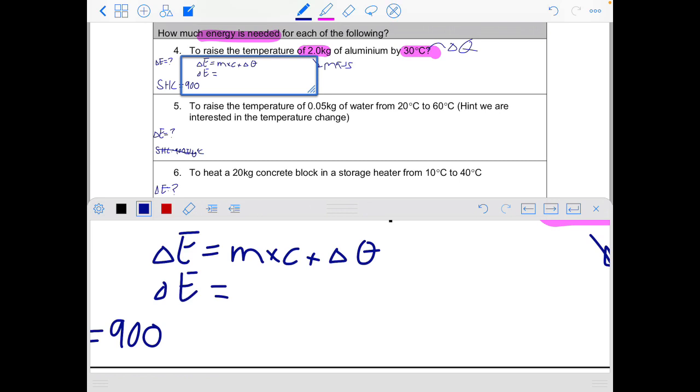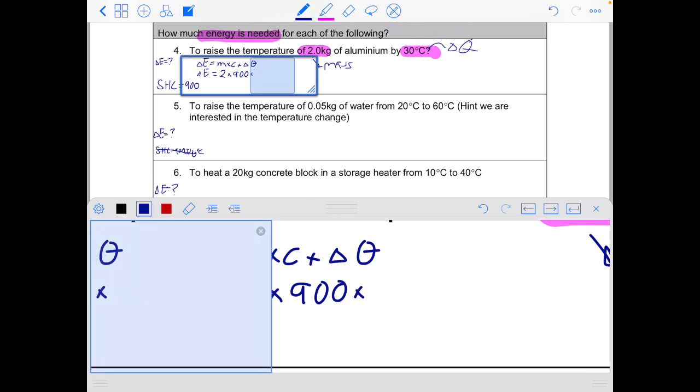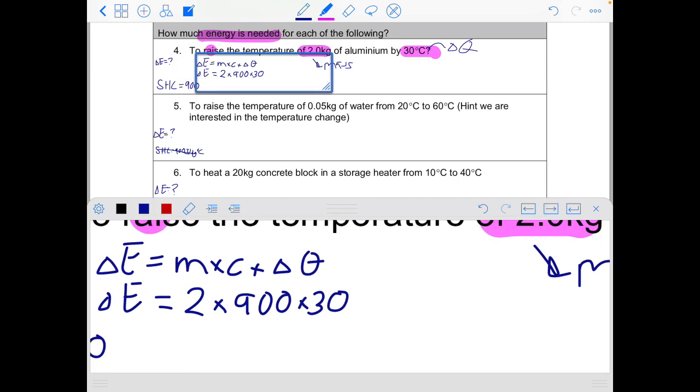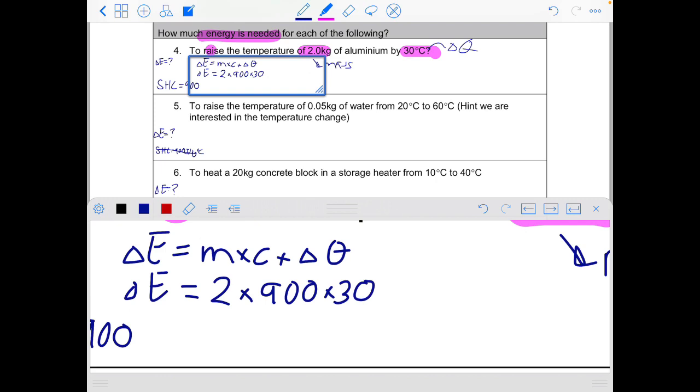Our mass we know is 2 kilograms. Our specific heat capacity is 900. And our change in temperature is 30 degrees Celsius, right? Because we're raising the temperature, and that's why it's a change. Next, we just plug that into our calculators. So we have our 2 times 900 times 30.